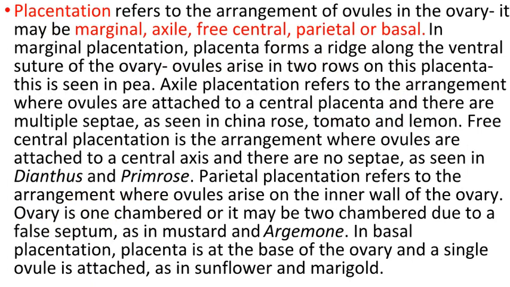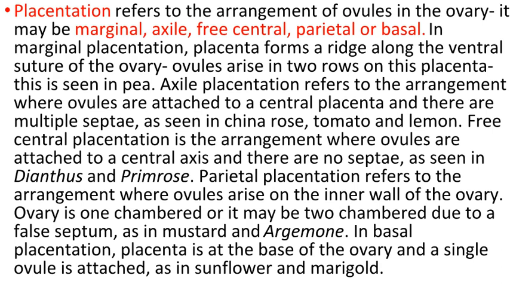In marginal placentation, placenta forms a ridge along the ventral suture of the ovary. Ovules arise in 2 rows on this placenta. This is seen in pea. Axile placentation refers to the arrangement where ovules are attached to a central placenta and there are multiple septae, as seen in china rose, tomato and lemon.